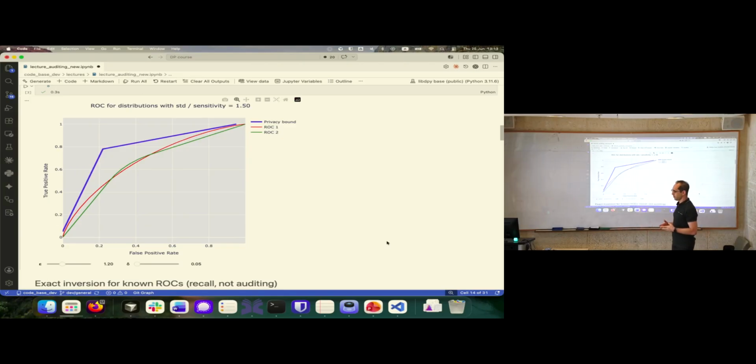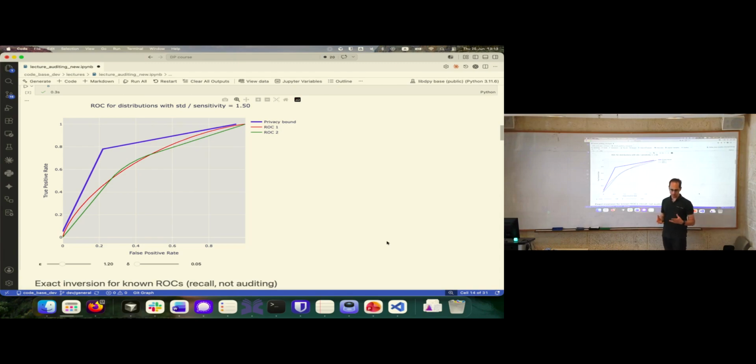So now we can ask ourselves, okay, we have a definition and we know how to prove that a certain mechanism is differentially private. But how can we prove that a mechanism is not differentially private? And in a sense, the hypothesis testing perspective that we saw in the last lecture provides the most natural answer. So let's look at this plot, for example, and recall how we defined privacy.